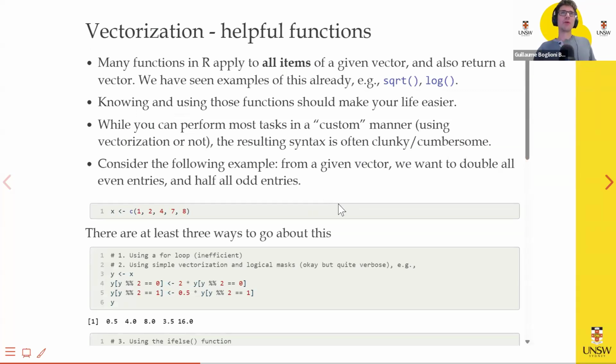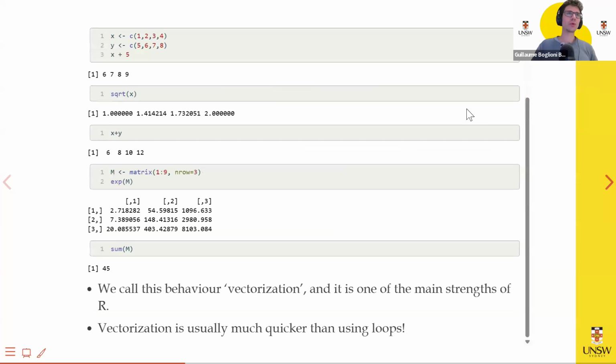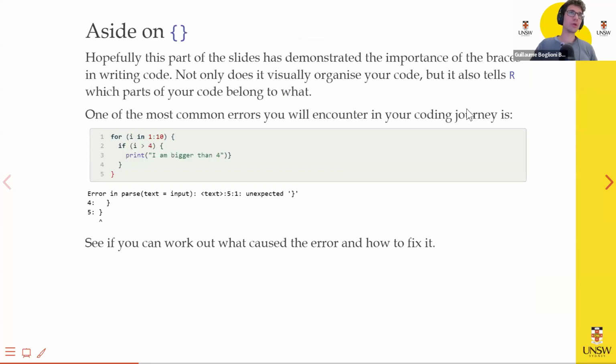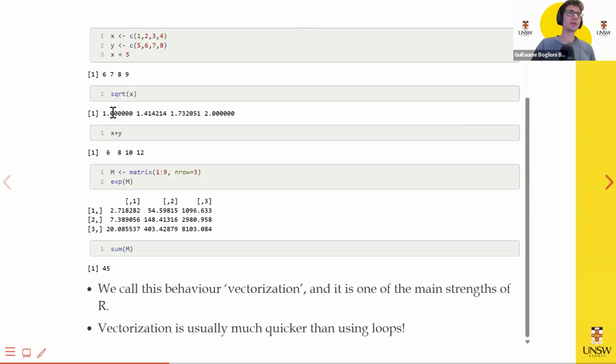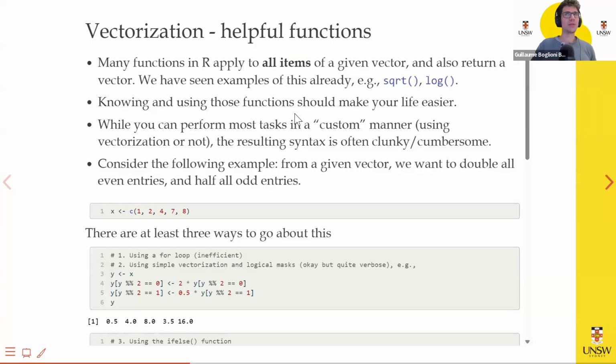Now, a few more helpful functions. As I said, many functions in R apply to all items of a given vector, and they also return a vector. As we've just seen, if you apply square root to a vector, it's going to find the square root of every single element in the vector. Many functions are like that: exp, log, and so on. Knowing and using those functions should make your life easier.